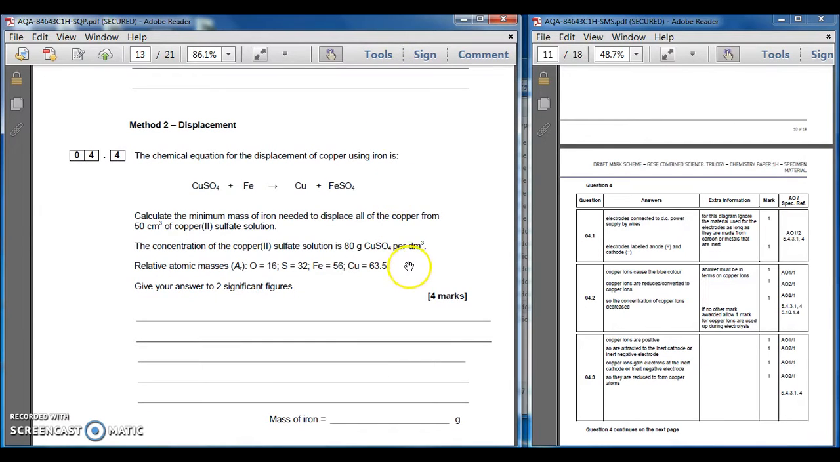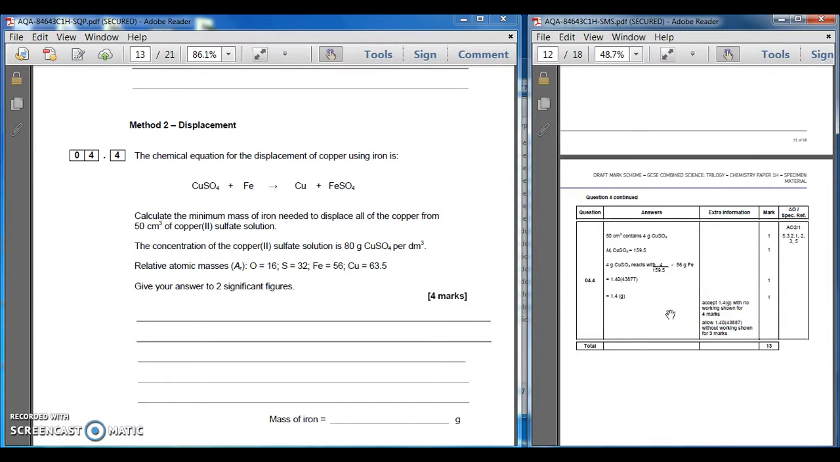This next question, again, I see here that I've been given something to talk about, and I've been given the relative atomic masses. So the first mark that you should do, if you're going to get a mark, which is the only mark that most people got, is to add them up and find out that copper sulfate has got an atomic mass of 159.5.